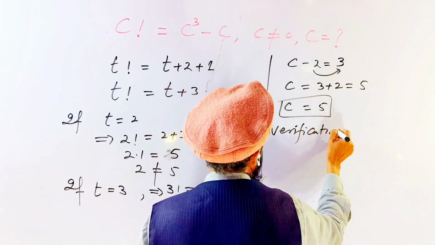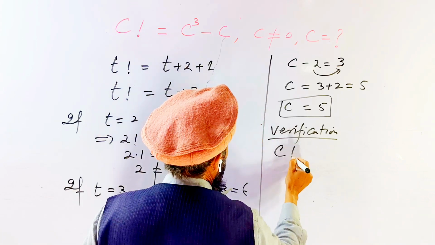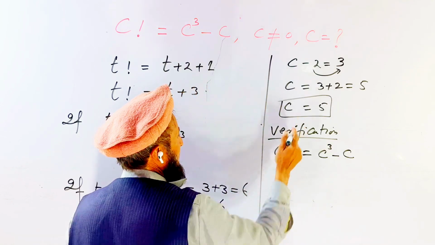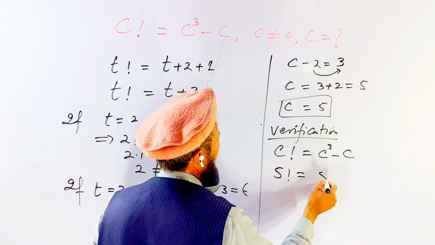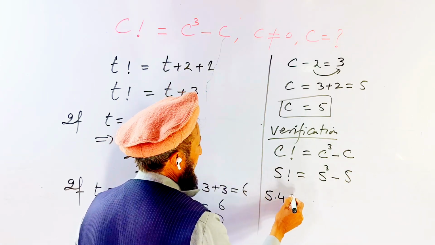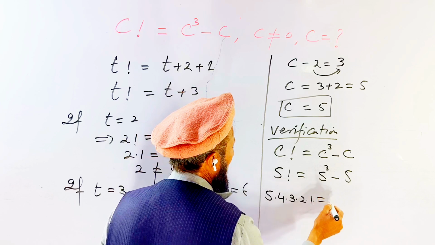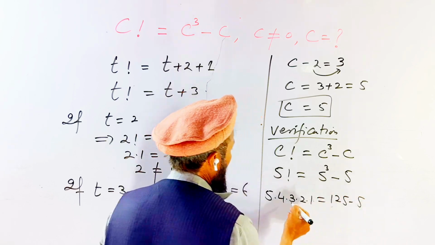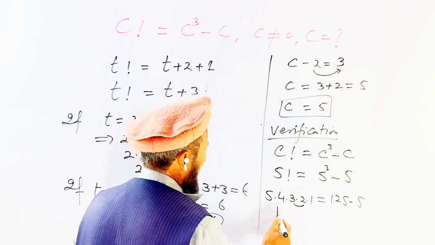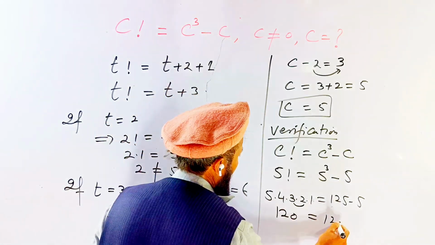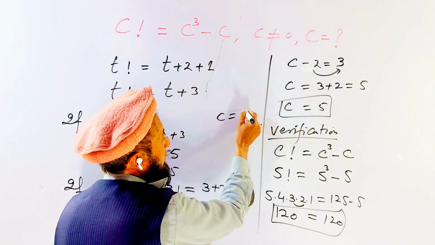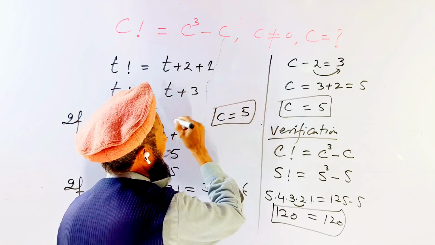If we check, C factorial is equal to C cube minus C. In place of C we put 5, so 5 factorial is equal to 5 cube minus 5. We expand 5 factorial according to the formula, 5 into 4 into 3 into 2 into 1, and the right side is 125 minus 5. If we multiply, we get 120 is equal to 120. So our answer is C is equal to 5 for this question.